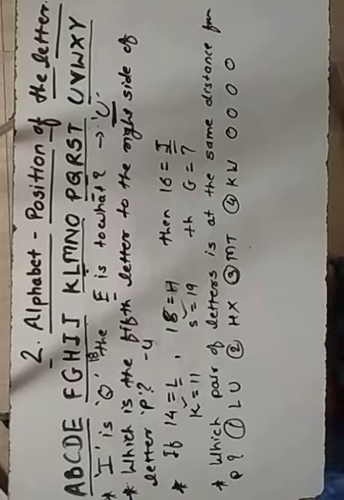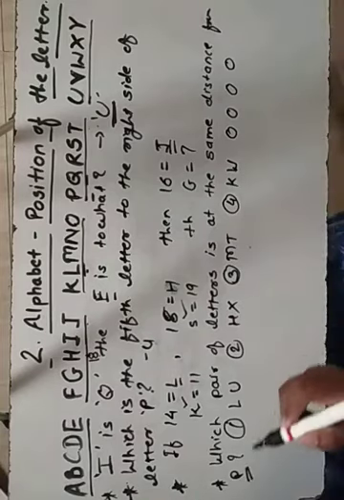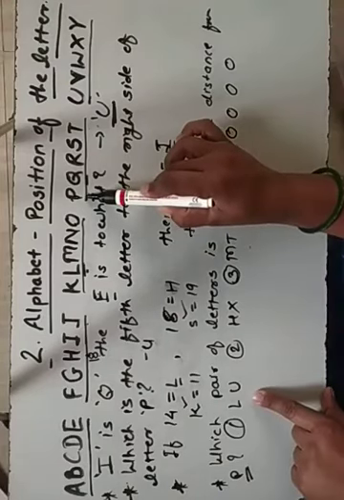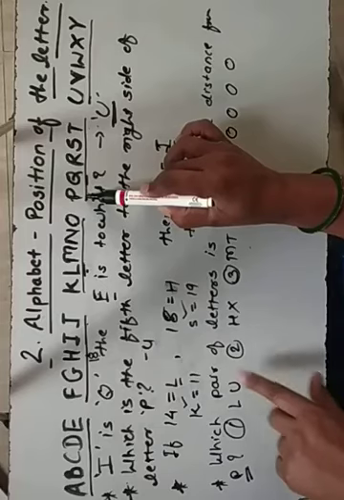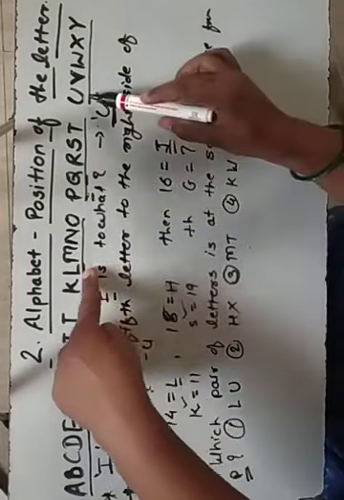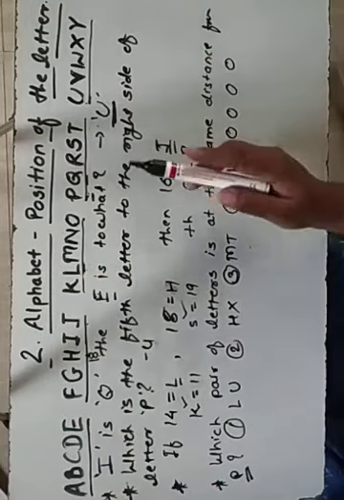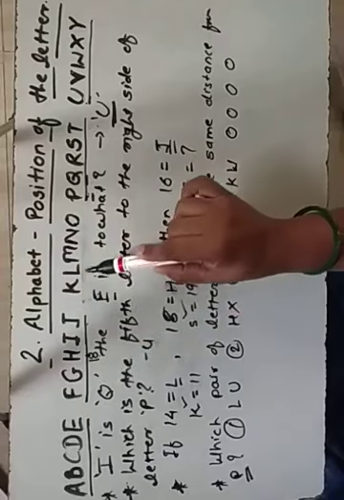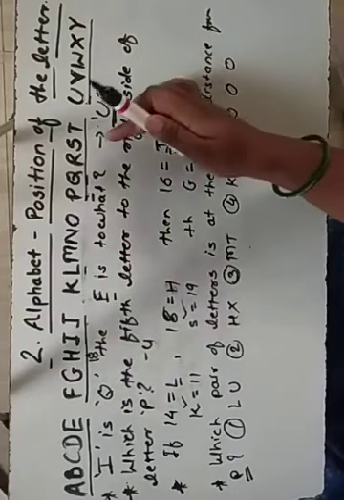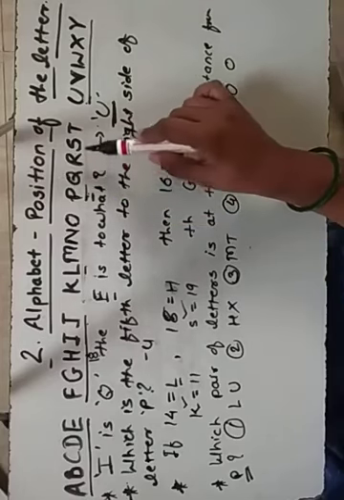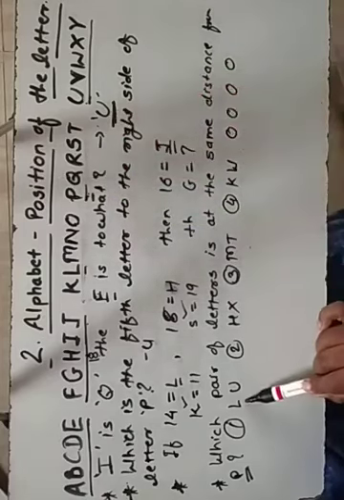First of all, which pair of letters is at the same position from P? I will find P here. Now I have to check LU first. For the position of L, leave 1, 2, 3 letters, then L will come here. U is at which position from here? If we see from P, 1, 2, 3, 4 are coming. So the first is not the answer.